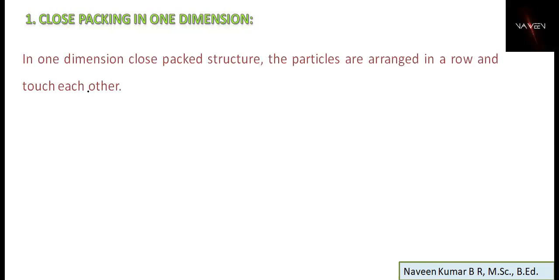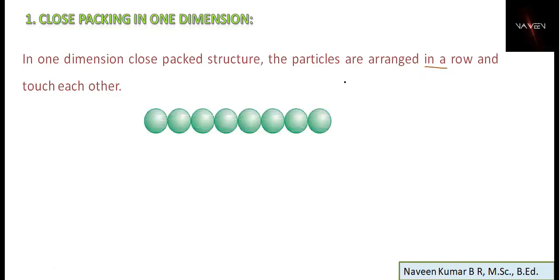If we observe, in a one-dimensional close packed structure, the particles are arranged in a row, one after the other, whereby each particle is in contact with its two neighboring particles. We'll relate that in detail, and the diagram will be more illustrative for understanding it better. Now assume each of these indicates a constituent particle.